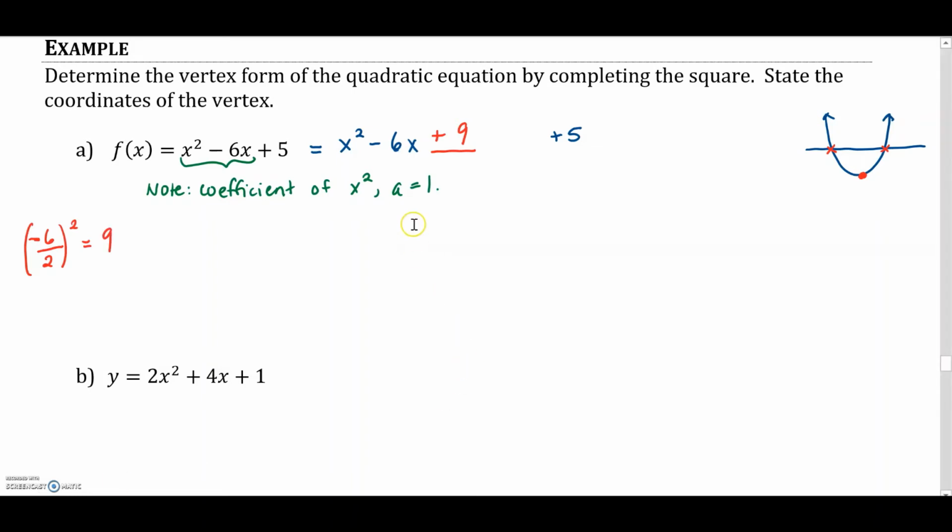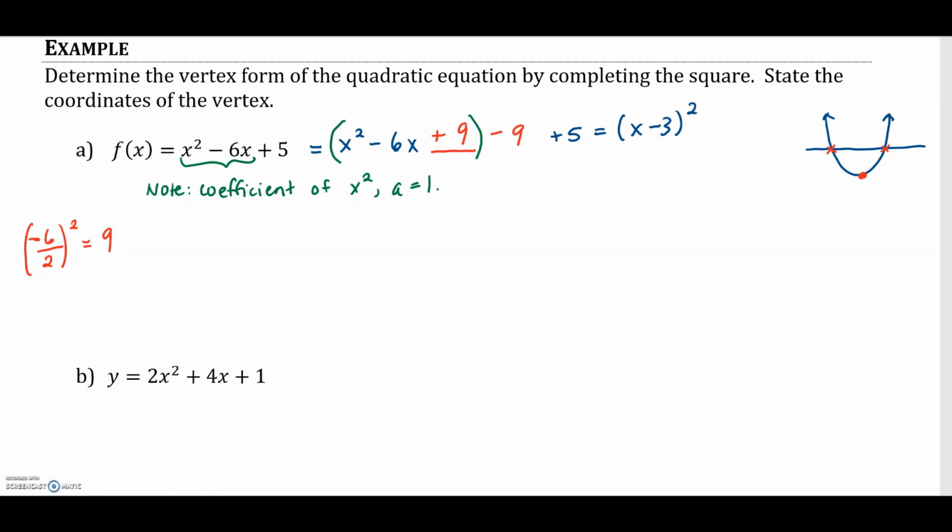Okay, now we've added this 9 into the equation. You can still see here I have my original value of 5 at the end. We can't just arbitrarily add 9 to the quadratic equation. We must also subtract 9 in order to balance it. What this does is allows us to create a perfect square with x squared minus 6x plus 9. And now we can write this as x minus 3 all squared.